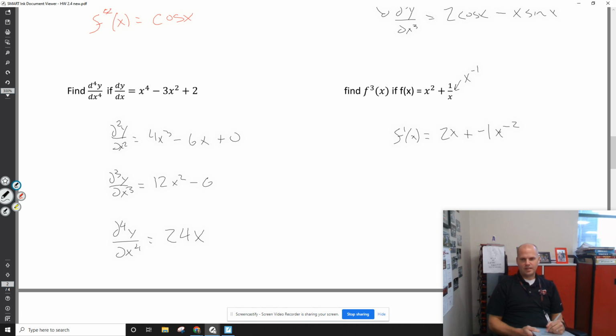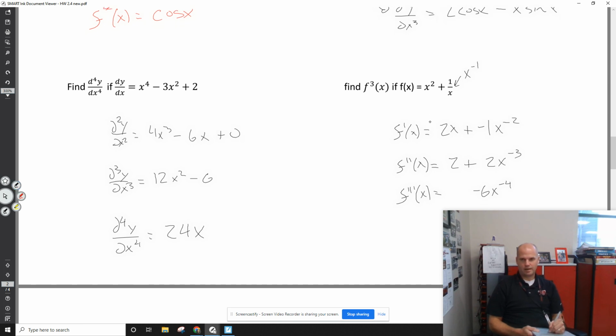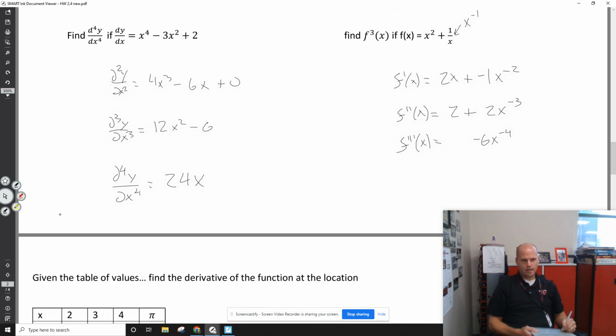I'm not going to simplify this because I need to take the derivative of it, and I know power rule only works in a numerator. And I have positive 2x to the negative third. If I take the third derivative, the derivative of 2 is gone, but this derivative is negative 6x to the negative fourth. Again, I'm subtracting 1, not adding 1. So the third derivative is negative 6 over x to the fourth.